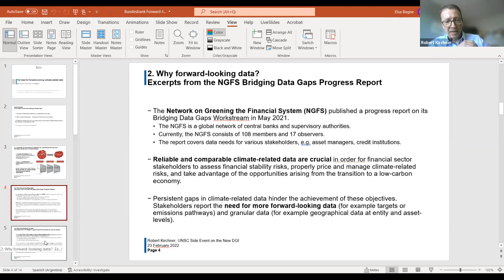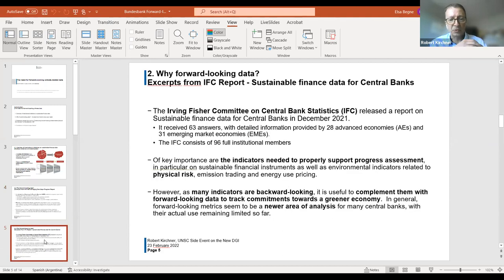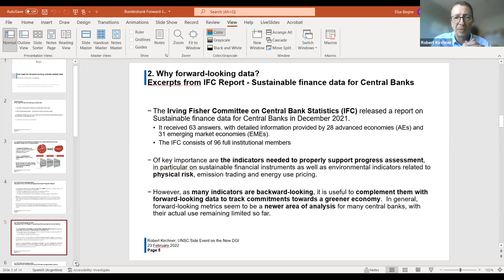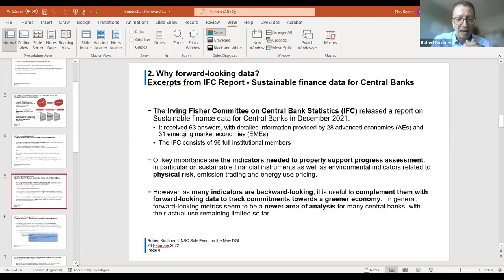Another source is mentioned on the next slide, and here I will refer to the Irving Fisher Committee on Central Bank Statistics, which has conducted a survey among its members. For the time being, there were, I think, 96 full institutional members, mainly central banks. And this survey received answers from 63 organizations. So of key importance for central banks are indicators to properly support progress asset management, in particular, on sustainable finance instruments, as well as environmental indicators related to physical risks.